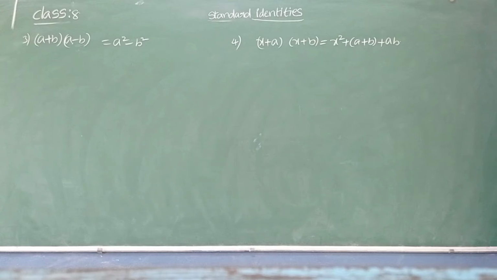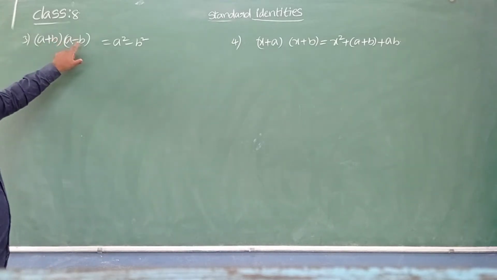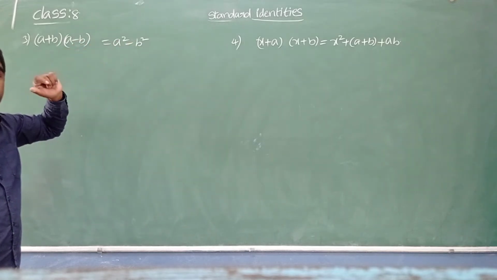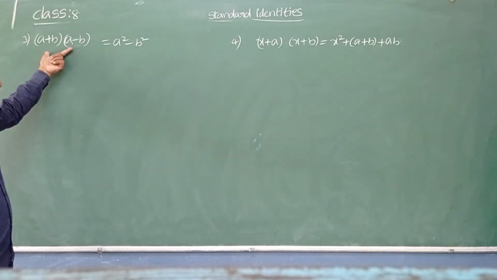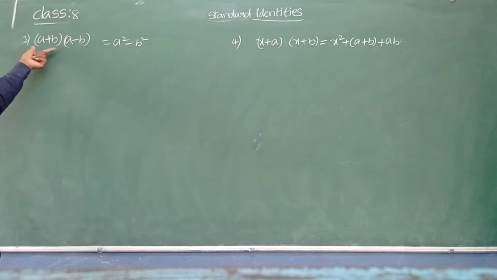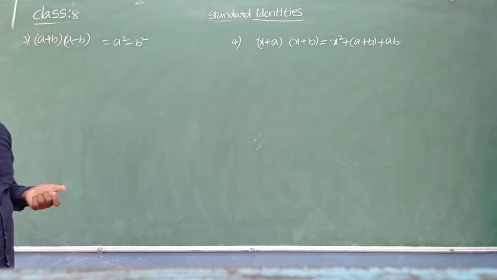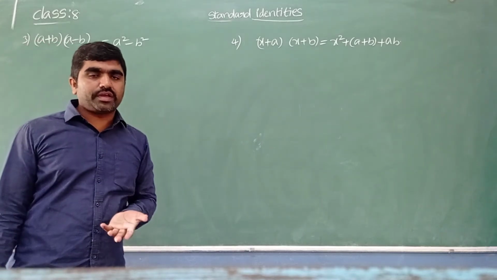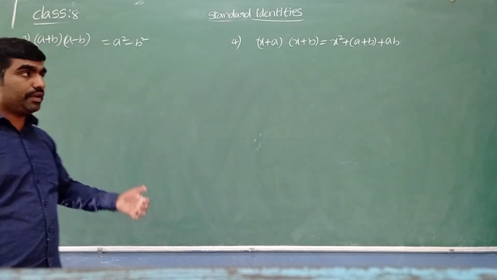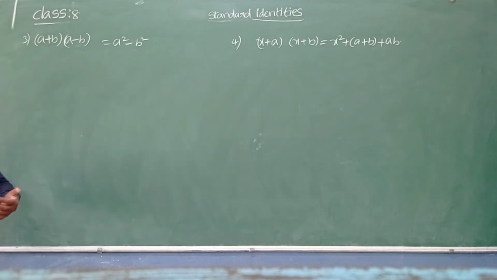Okay, now let's see the proof of two more identities. Third one, they give (a + b)(a - b) = a² - b². Even this identity we can use to find the product of two binomials. To find the product of two binomials, we can go with the general multiplication, but instead of that, if we go with this identity, we can do it in less time.